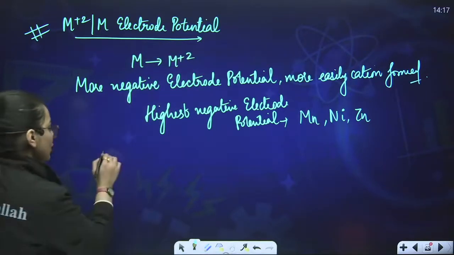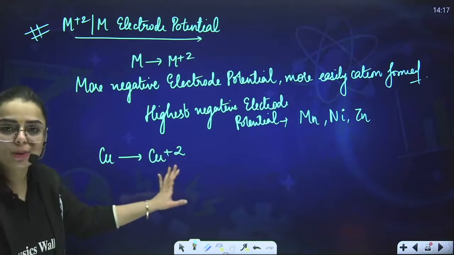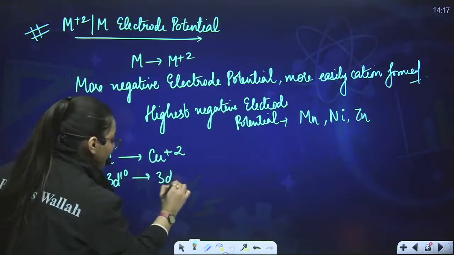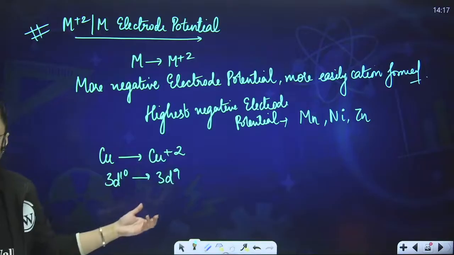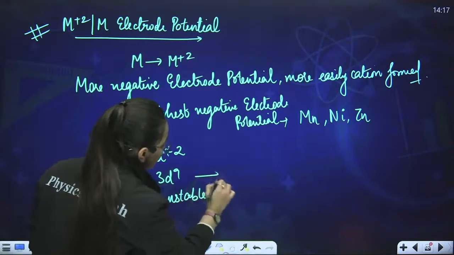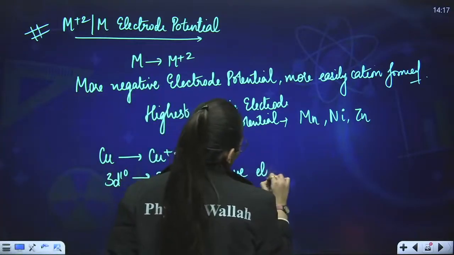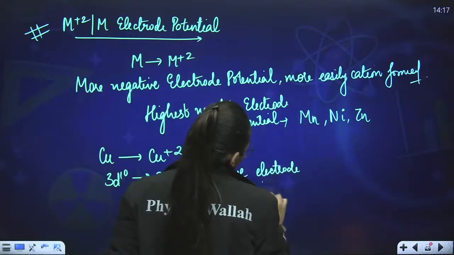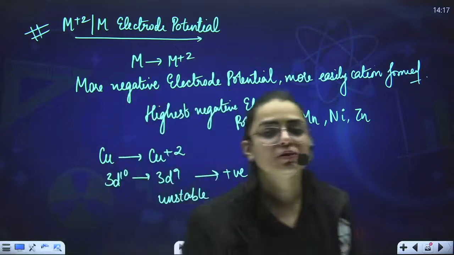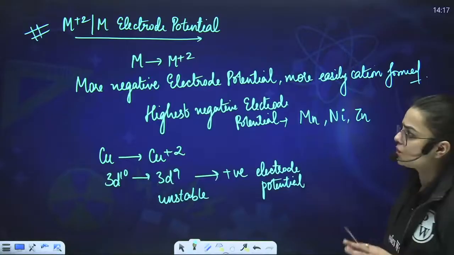For example, if I talk about Cu, it converts into Cu+2. When Cu converts into Cu+2, from 3d10 it is moving to 3d9. Then what is happening over here? It is becoming unstable. Because 3d10 was stable, at 3d9 it is unstable, so it will have a positive electrode potential value, not a negative one. Negative potential value will occur when it becomes stable. But when it becomes unstable, it will have a positive value. Is it clear to you? Now, these are the very little things that you should know in this particular topic.